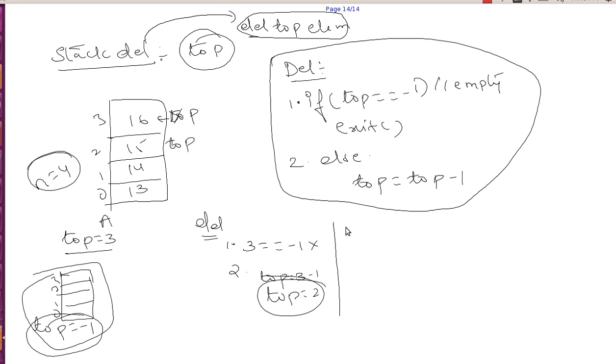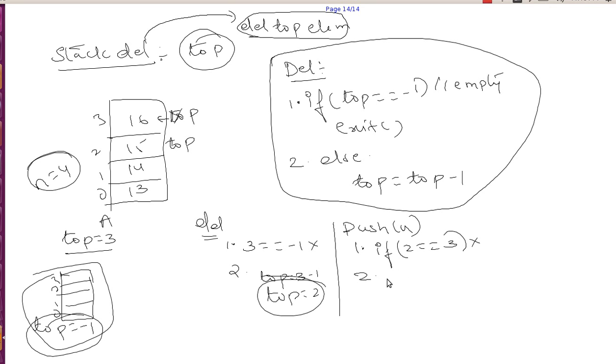Okay, so suppose at this point if I say push of 4, that is, if I want to insert an element called 4, in my push condition, that is the insert condition, what do I check? I check if top is equal to n minus 1. Now what is the top value? 2 is equal to n minus 1, which is 3? Condition fails. I come to the else part.